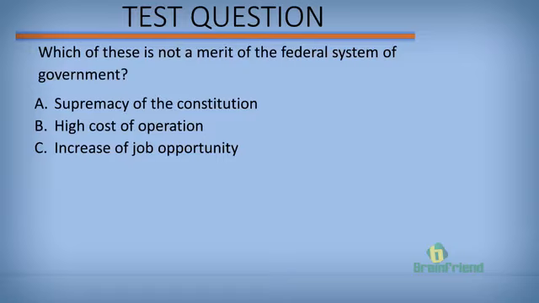Okay, again, if you picked A and C, you're wrong. The right answer is B, because the supremacy of the Constitution is an advantage. Increase of job opportunity is also an advantage, but high cost of operation is a disadvantage.